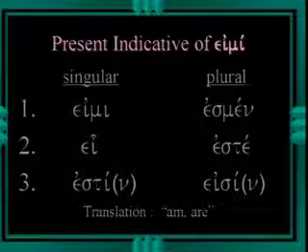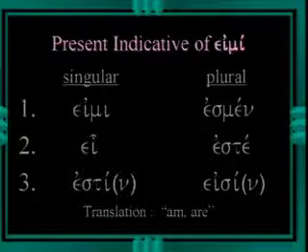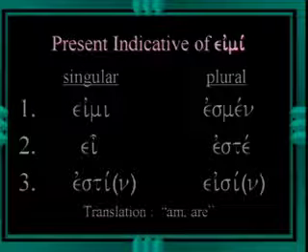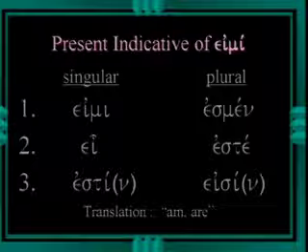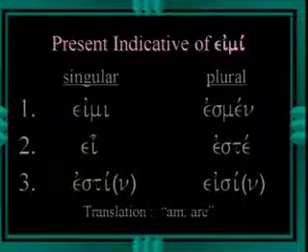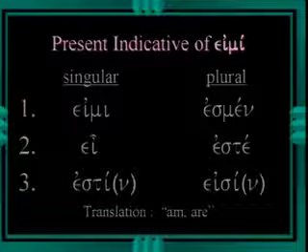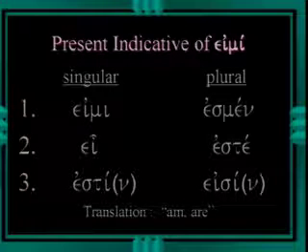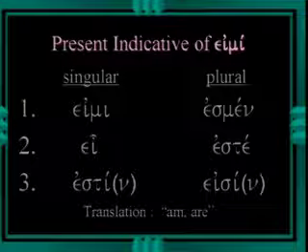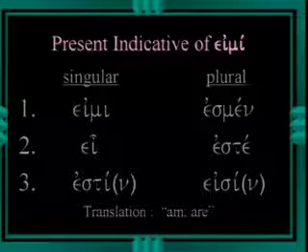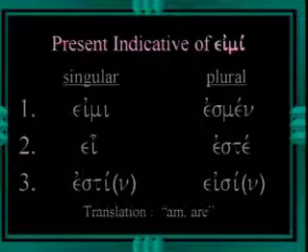Okay? This is the present indicative of the verb eimi. Eimi is the Greek verb that translates in English to simply I am or you are. All right? It describes a basic state. Eimi is the first person singular form. We would identify that as a present active indicative, first person singular, eimi.